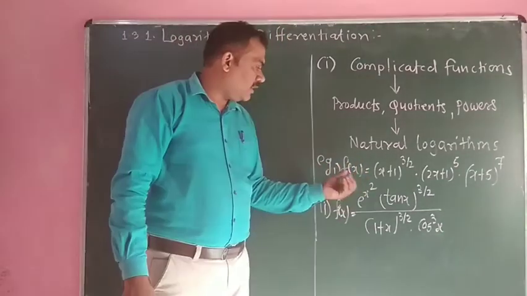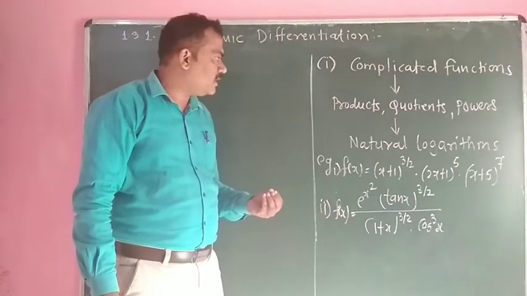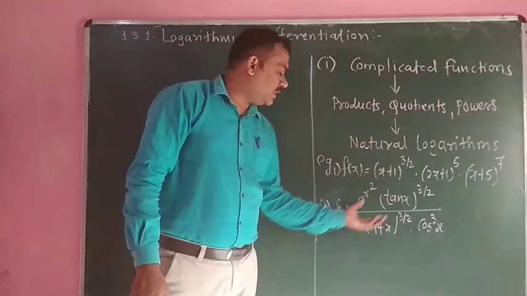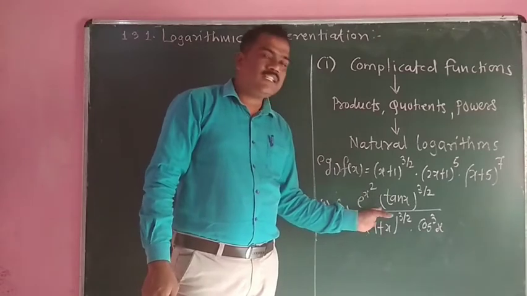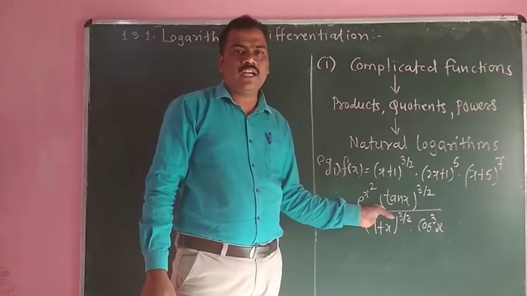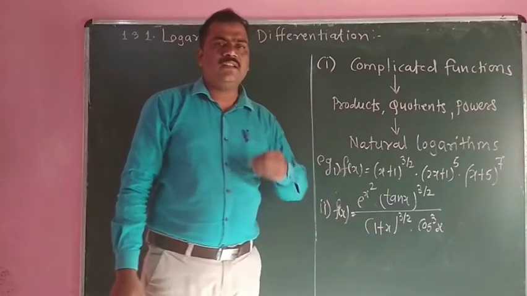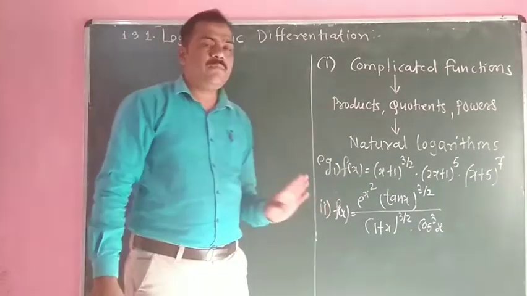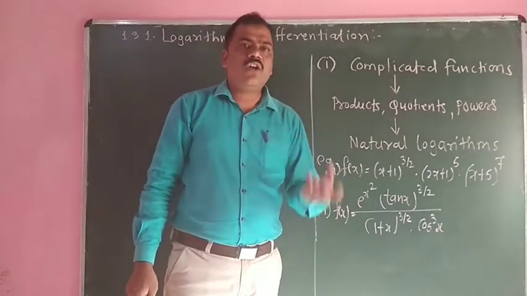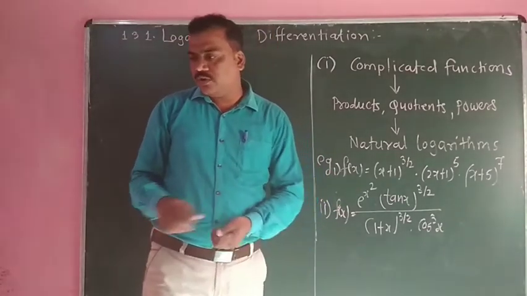And to take the derivative of this type of function, what do we have to take? We have to take the natural logarithm, that is with the base e. We can easily simplify by using the rules of the logarithm, and we get the derivative or differentiation very easily. This is one type of function where we use the log on both sides.